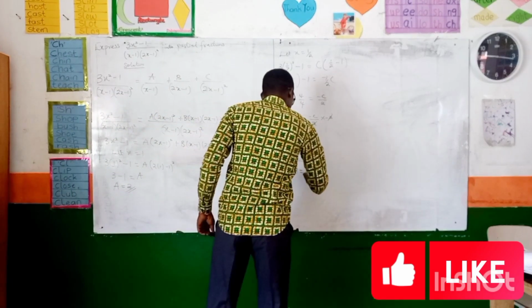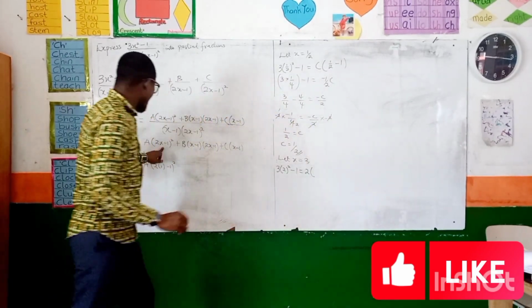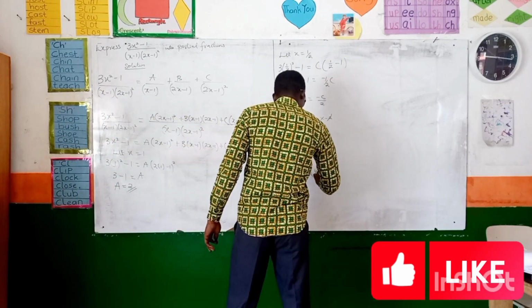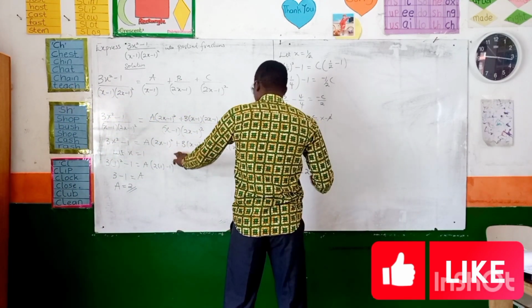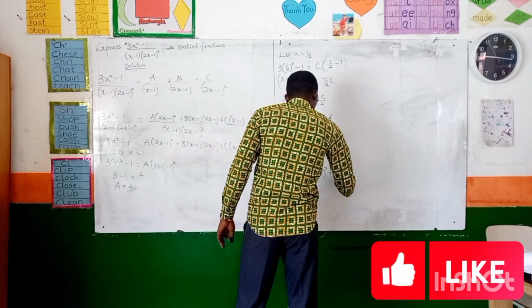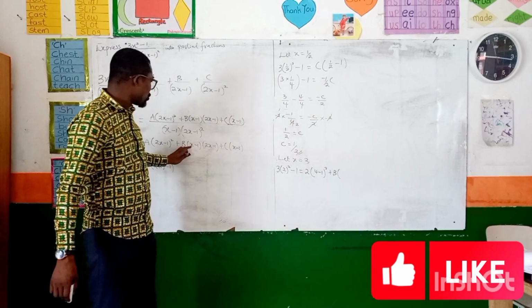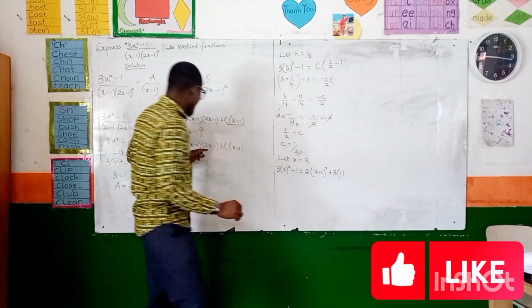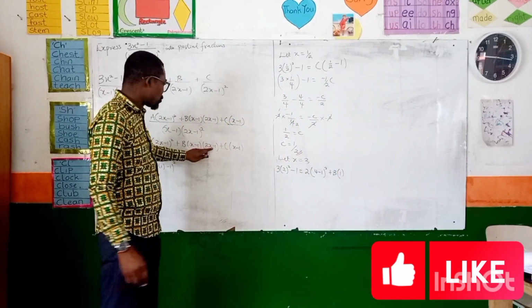So that is 2. 2x minus 1. My x now is 2. So 2 times 2 will be 4 minus 1 squared. Then plus b. That's what I'm looking for. My x is 2. So 2 minus 1 will give me 1. My x is 2. 2 times 2 is 4 minus 1. That will give me 3.